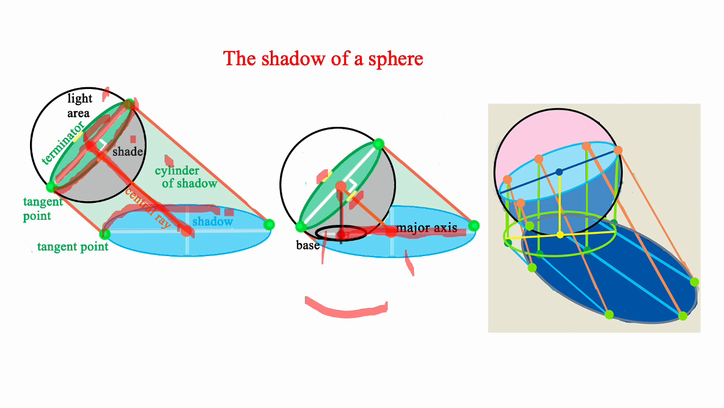Now, you could use the terminator to find the shadow if you establish a ring on the ground that accepts vertical poles from the terminator down to this ring, and then you can use light triangles to find points on the shadow.